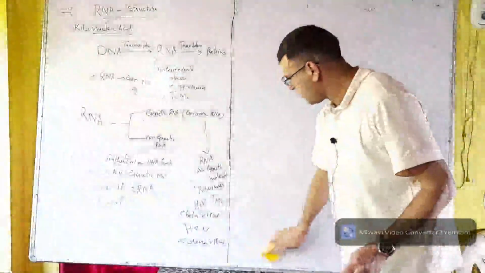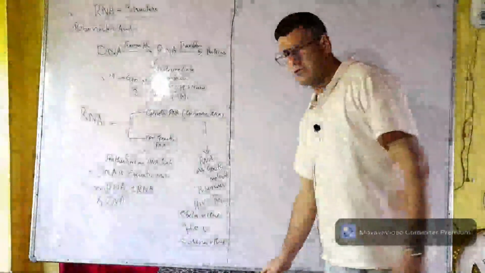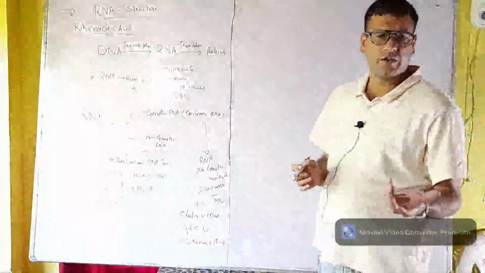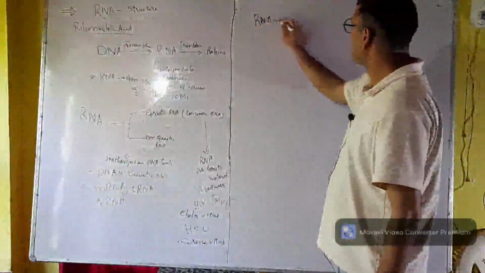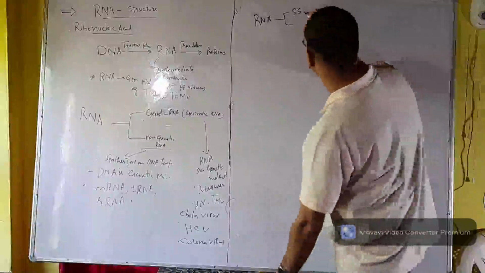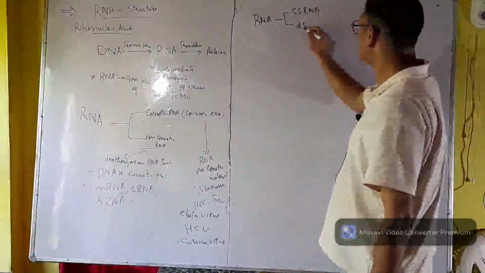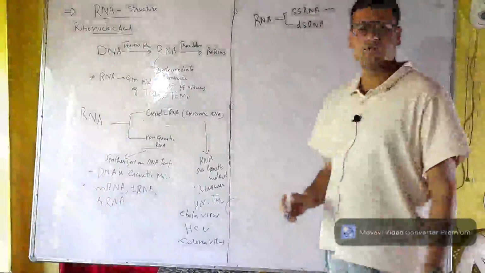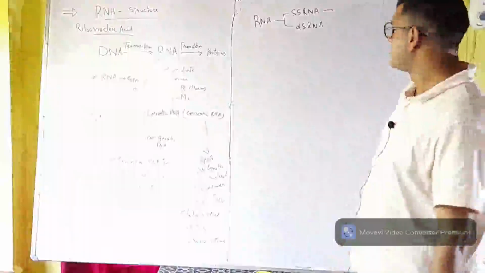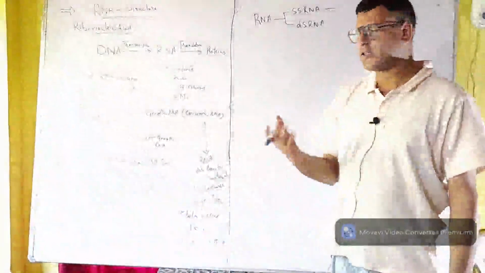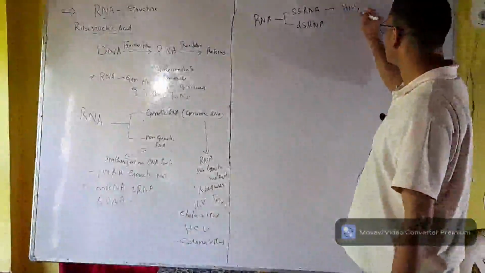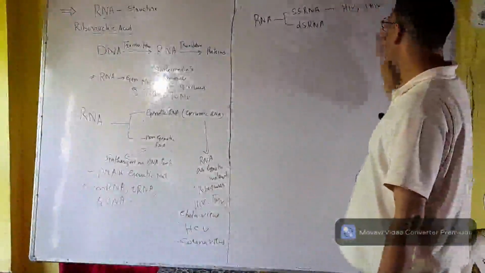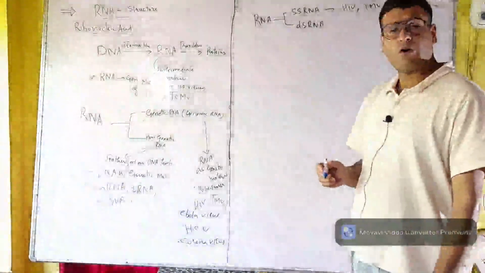Then this RNA has diversity. In certain cases we have single-stranded RNA and double-stranded RNA. Single-stranded RNA is found in the majority of viruses. For example, we have the HIV virus and the TMV virus, where RNA is single-stranded. Now, RNA can also be double-stranded.